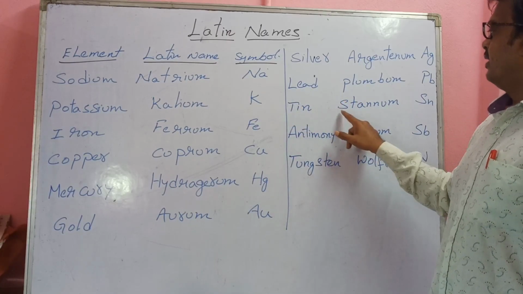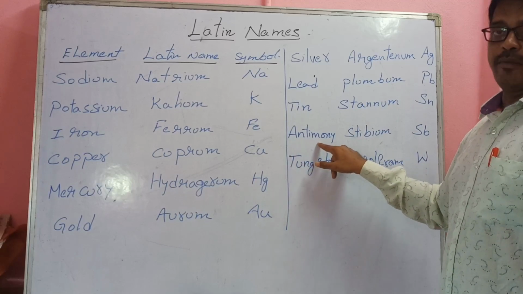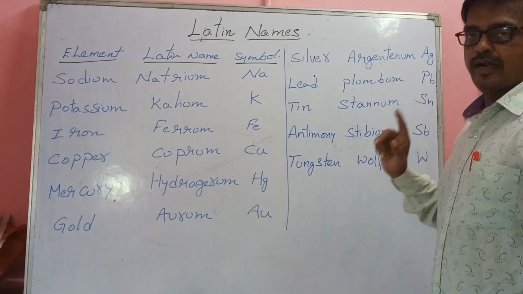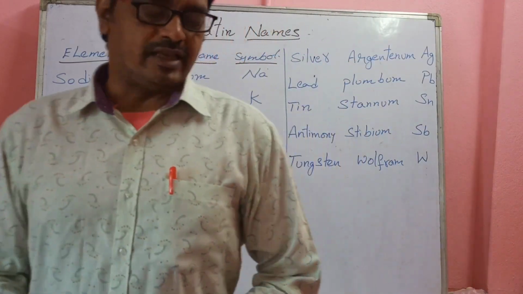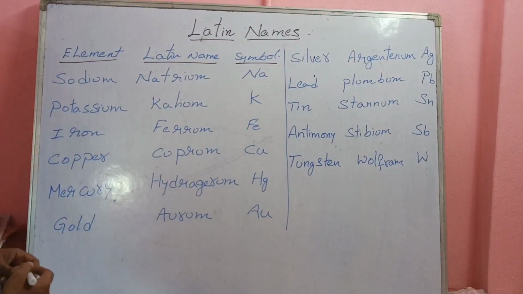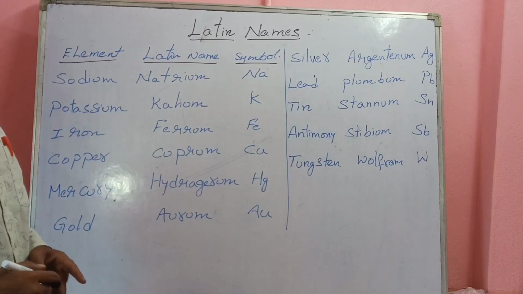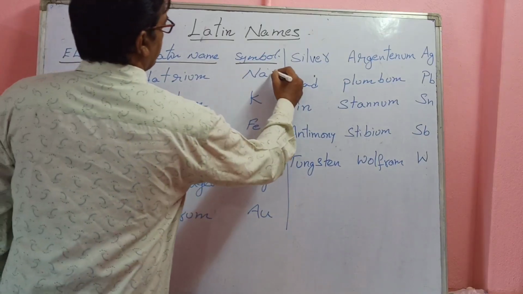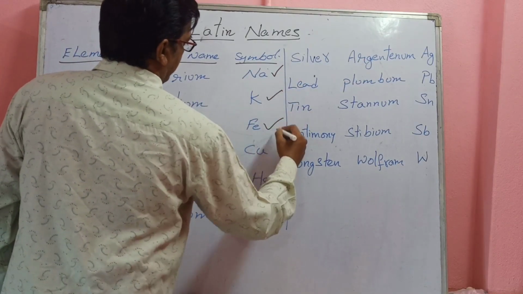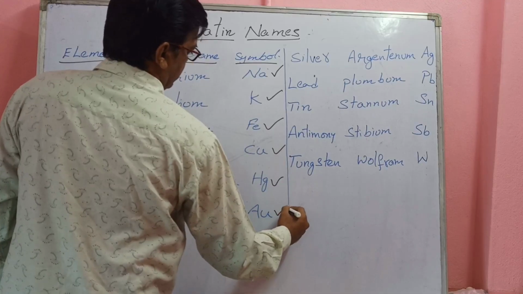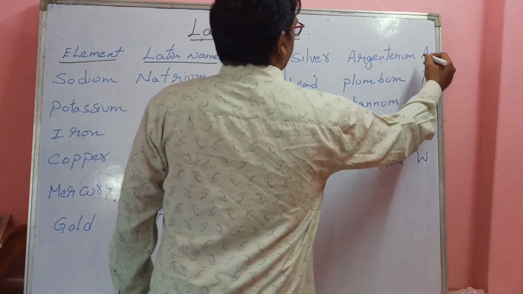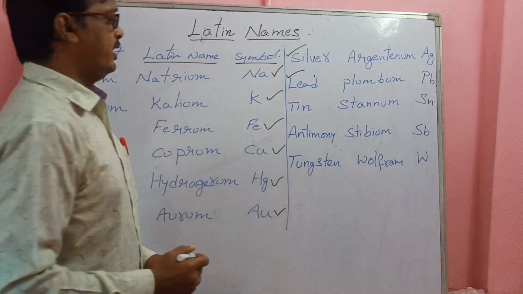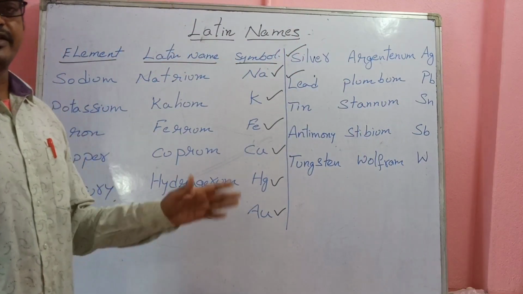And then tin, stannum, Sn. Antimony, stibium, Sb. Tungsten, wolfram, W. Understand? So these are the 11 Latin names. 11 elements for which we use Latin names as their symbols. Among these, sodium, potassium, iron, copper, mercury, silver and lead we use regularly, frequently.